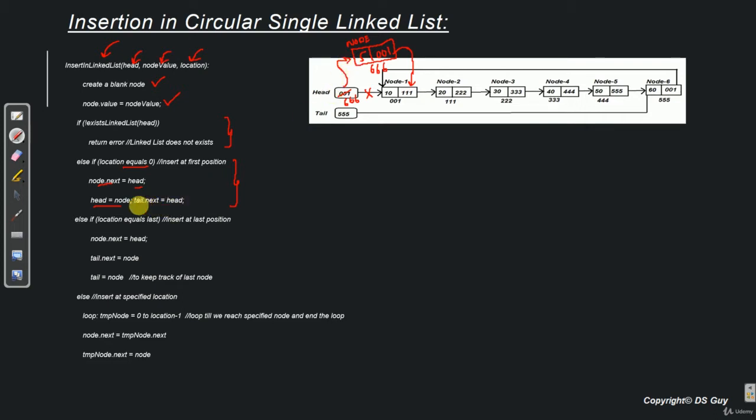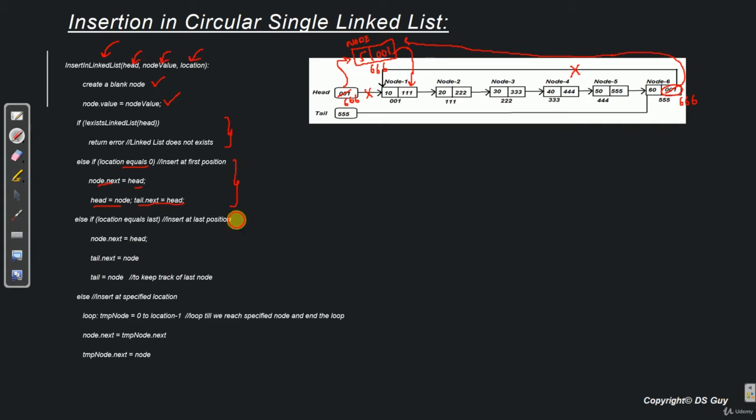Now the last step is tail.next is equal to head. So what is tail.next? Tail.next is this reference here. Right now this is pointing to node 1, so we have to update this value also. From 001 we update it to 666. Once we update to 666, this will start pointing to the new node and the link between node 6 and node 1 gets destroyed. So this is how we insert a new node at the first position.